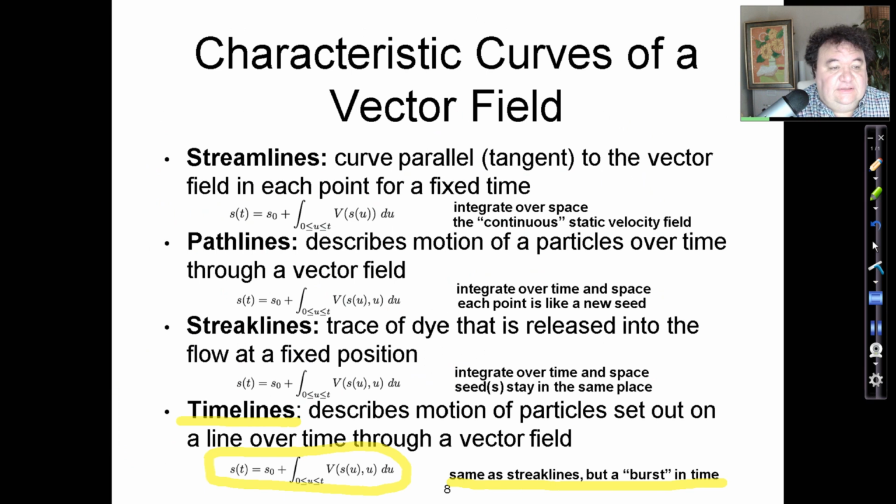So in some sense, the first three tend to emphasize more the direction of the flow, while the last one tends to emphasize more the difference or relative speed in different locations of the flow.